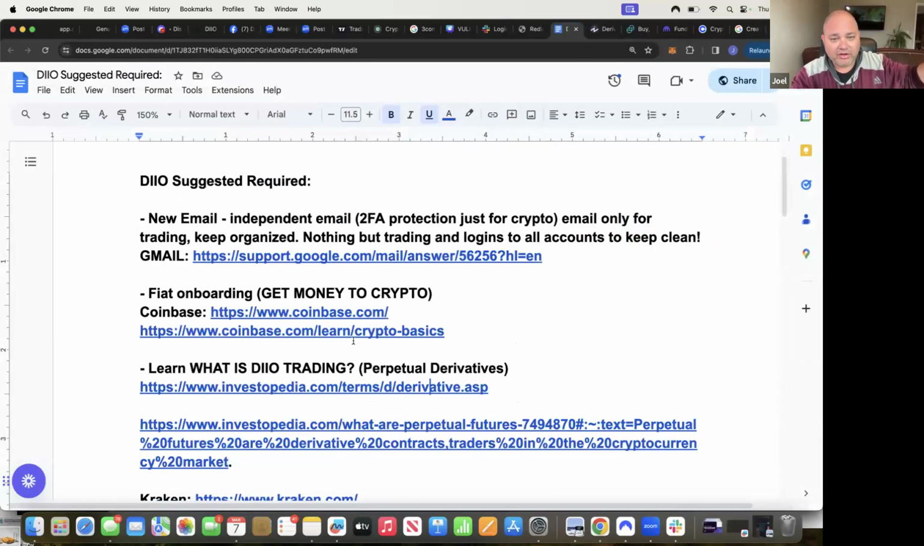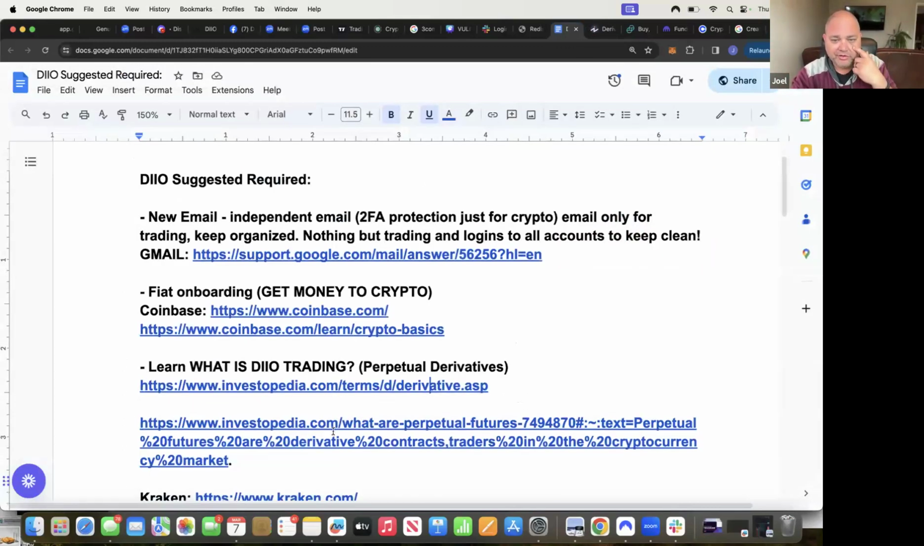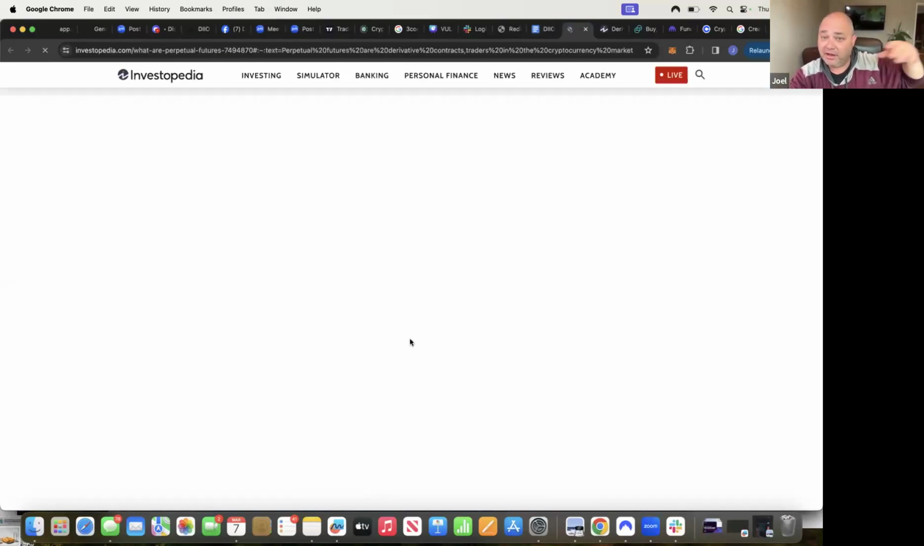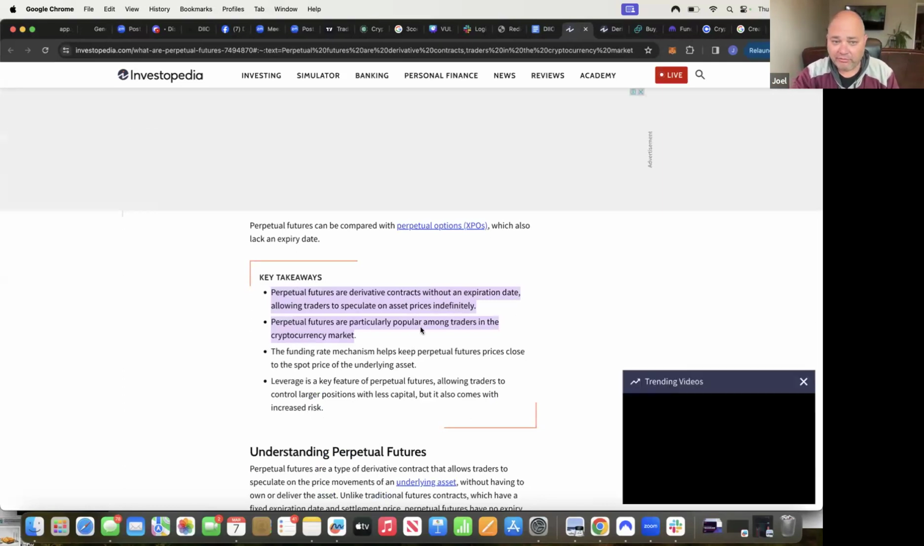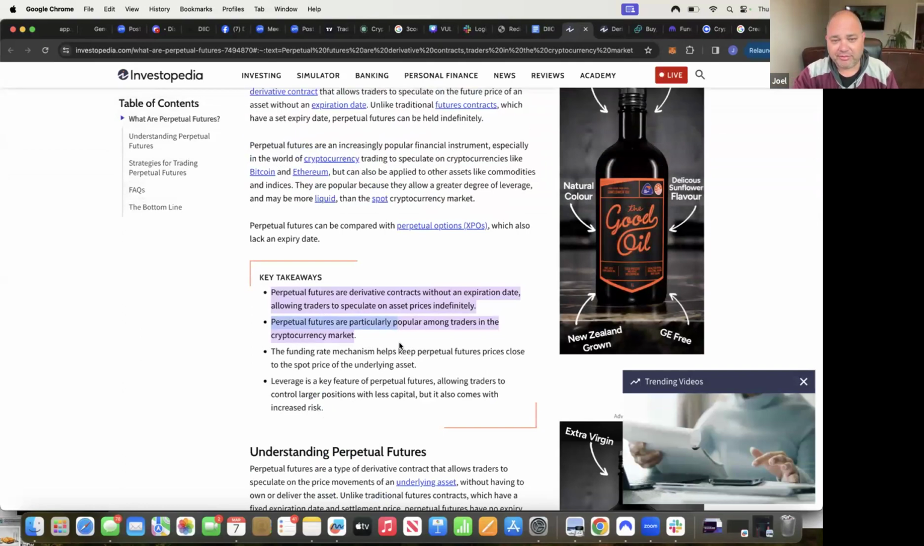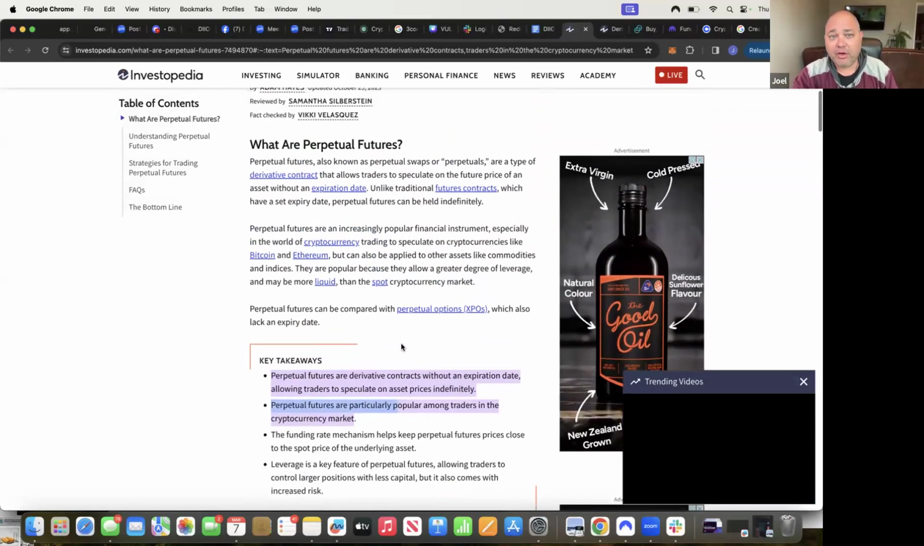What does that mean? Well, keep going down. Perpetual derivatives and perpetual future contracts. I linked another Investopedia article, which I found very helpful. Okay. Here's why they're popular among traders in the cryptocurrency market. And go read it.